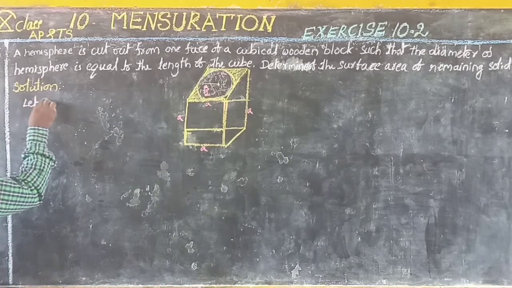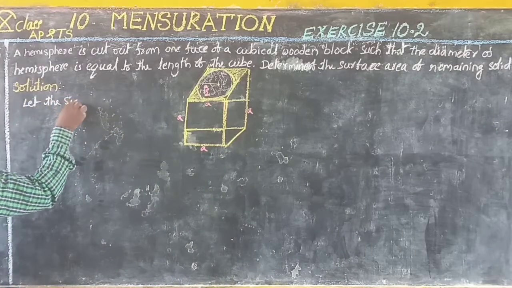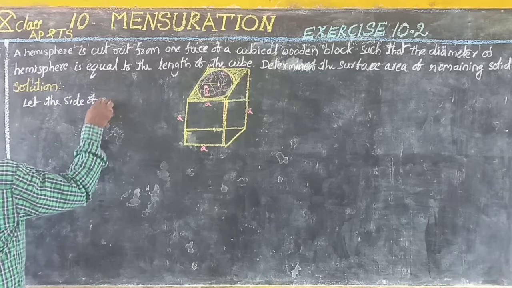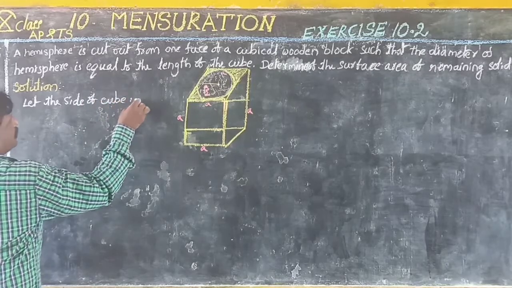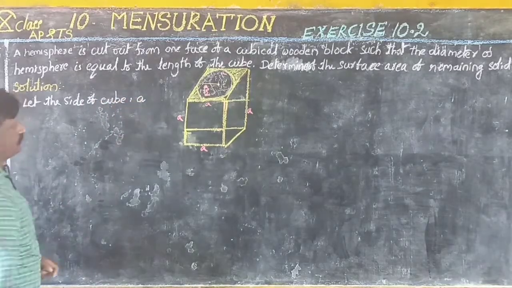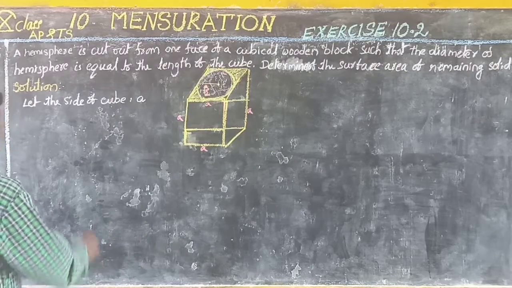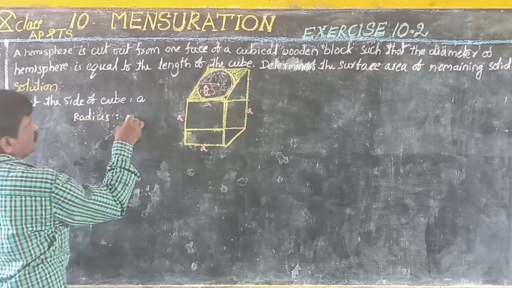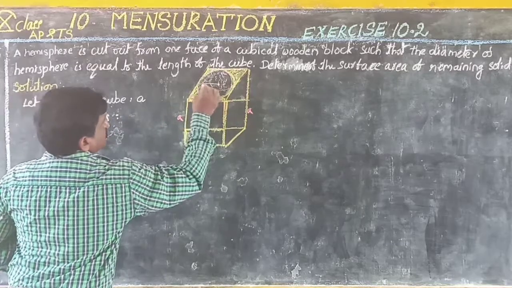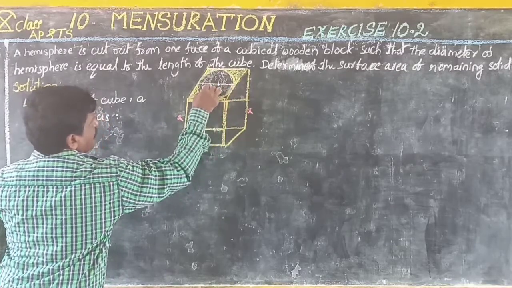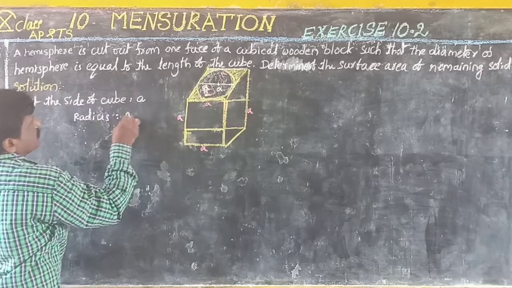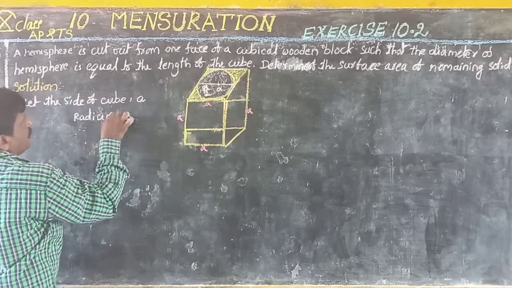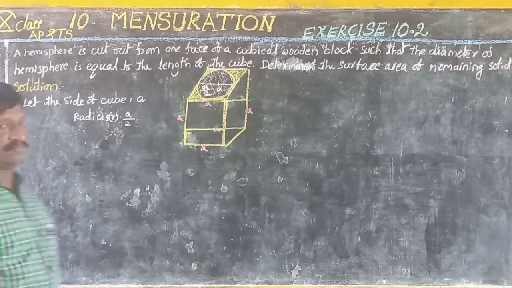Solution: let the side of cube be equal to A. Diameter is equal to side A. Radius is equal to A by 2.